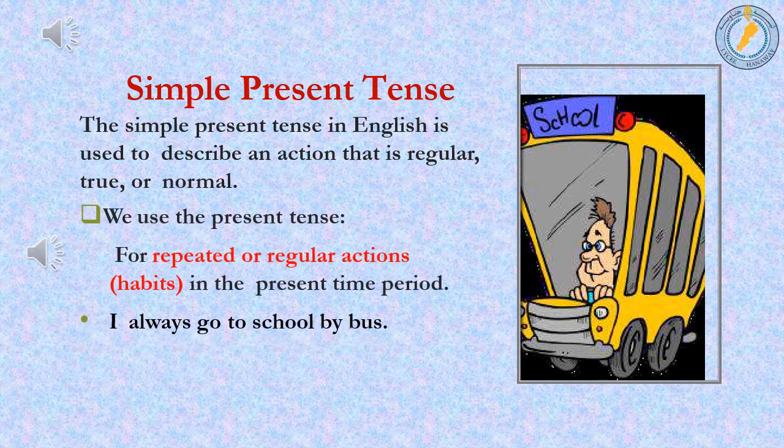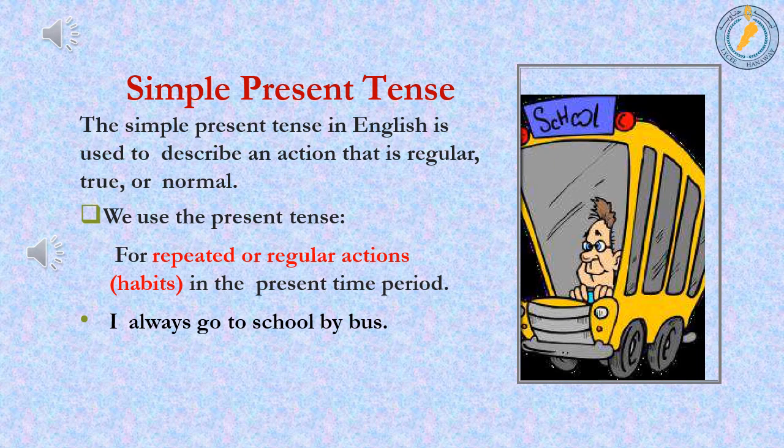Let's start with the meaning of simple present tense. When do we use it? The simple present tense in English is used to describe an action that is regular, true, or normal. When do we use the present simple tense? We use it for repeated or regular actions in the present time period.